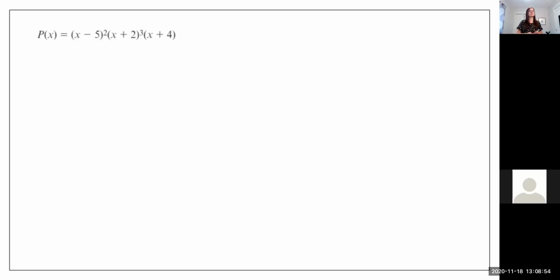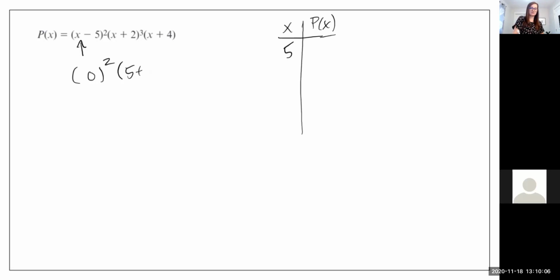Probably one of the easiest things to say is there's a zero at x equals blank. Just imagine you were going to plug a number into x. Would there be something that's really easy to plug in, for instance? So if we plugged in a 5, what happens? You plug in a 5 there, that gives us 0 squared, and then (5 plus 2) cubed, and (5 plus 4). Like that is going to give me a point.